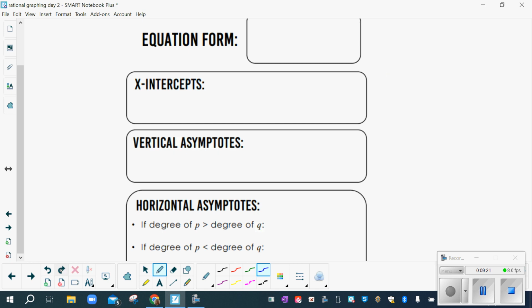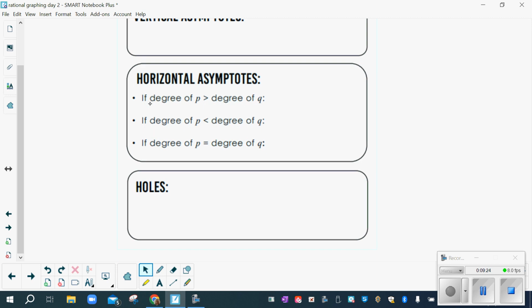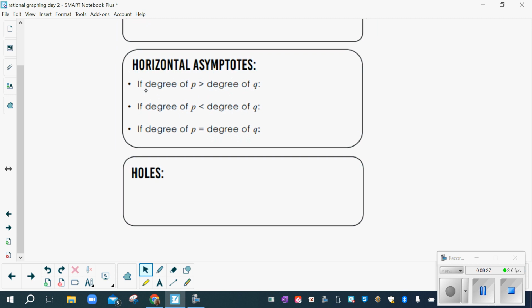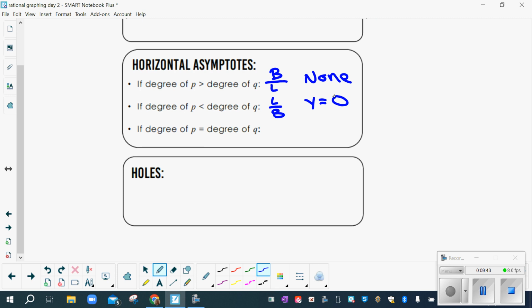Okay, here we go. Next thing. Let's get this guy going on here. So remember, on the next thing, if the P is big over little, none. Little over big, y equals 0. Equal, go first number over first number. Does that help?